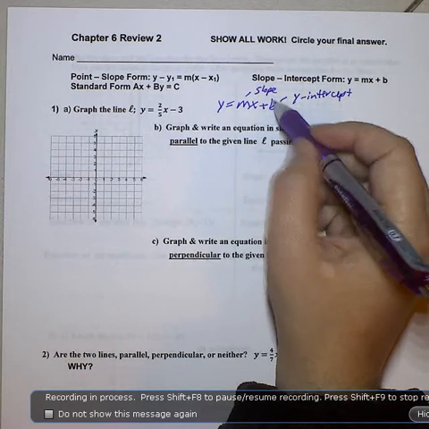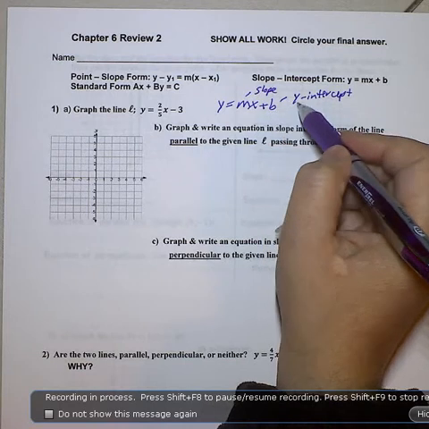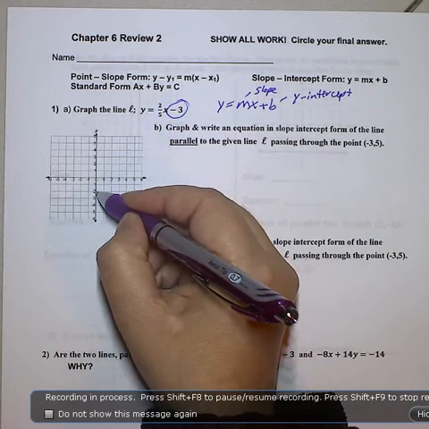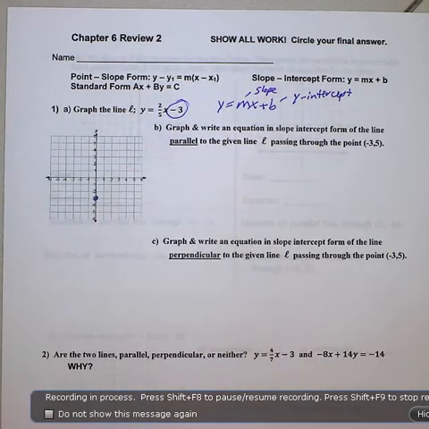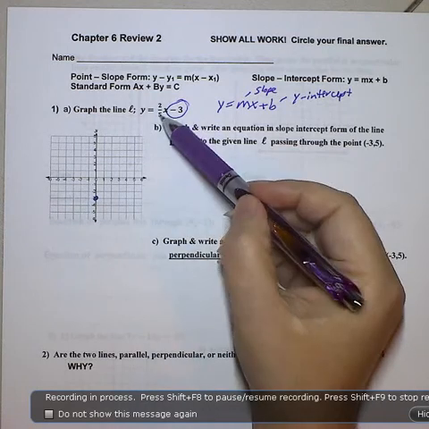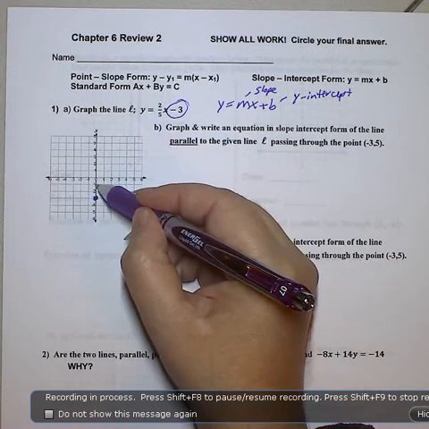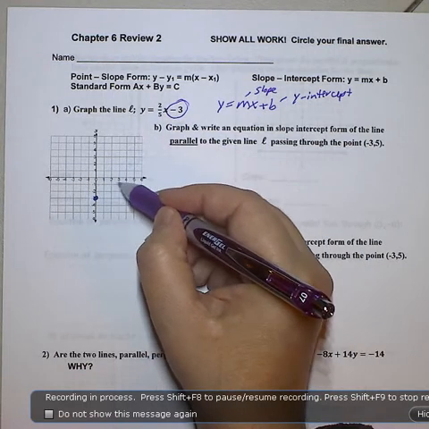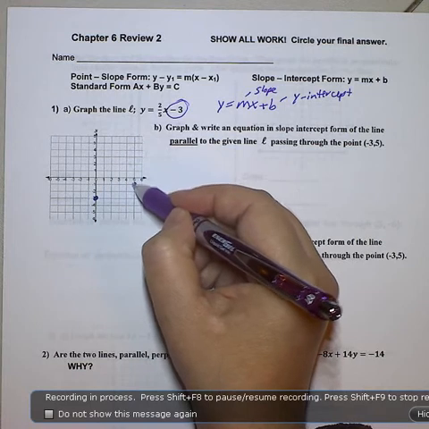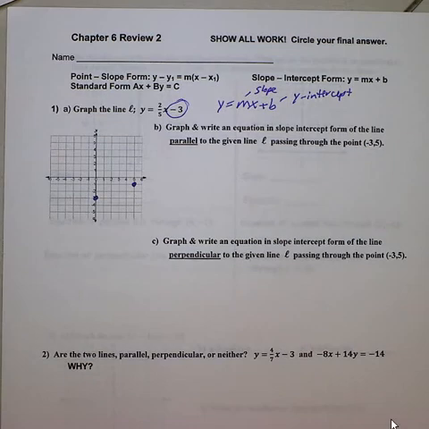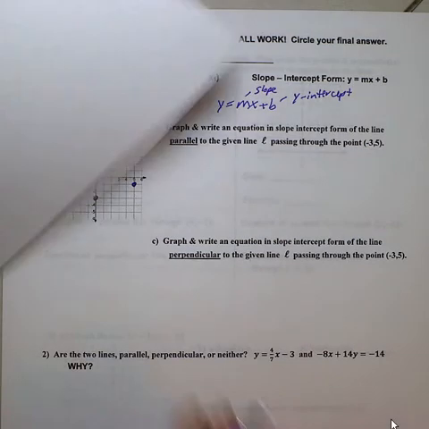So b is where we begin, and we begin at -3. So we're going to go down 3, 1, 2, 3, and put a point. Then our slope is 2/5. So we're going to rise 2, go up 2, 1, 2, and run 5 to the right, 1, 2, 3, 4, 5, and plot a point. Alright, then grab a straight edge and connect the points.